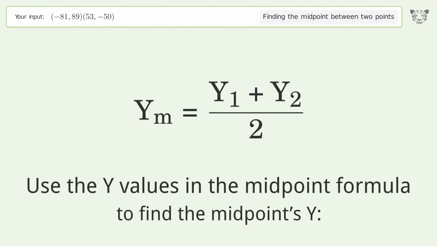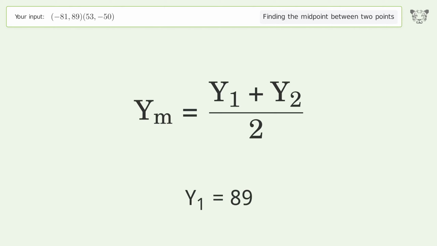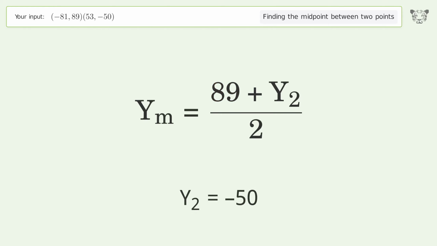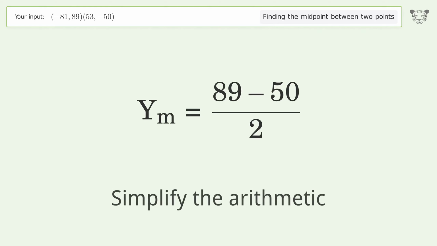Use the y values in the midpoint formula to find the midpoint's y. y1 equals 89. y2 equals -50. Simplify the arithmetic.